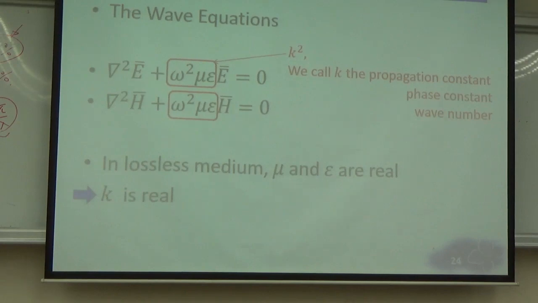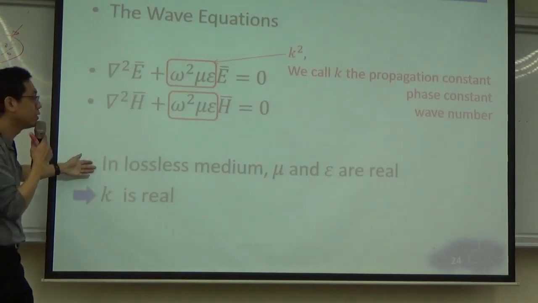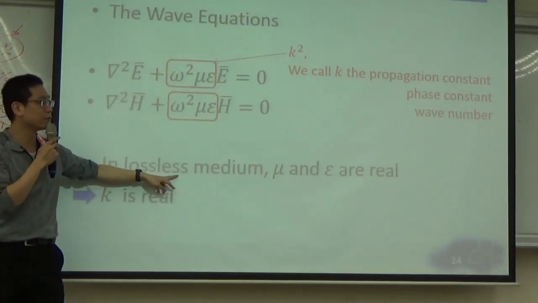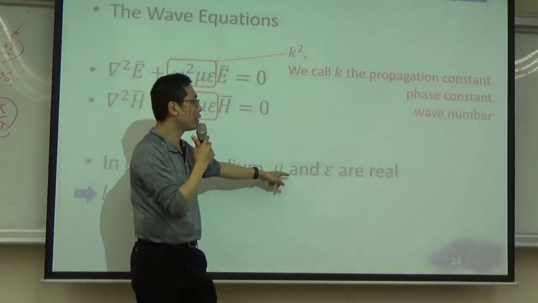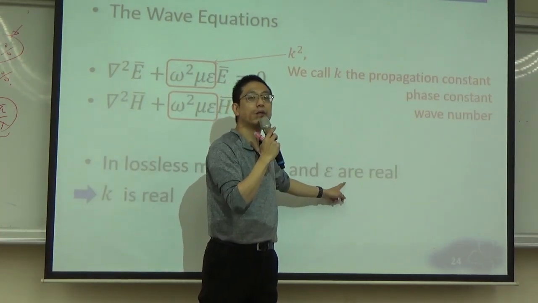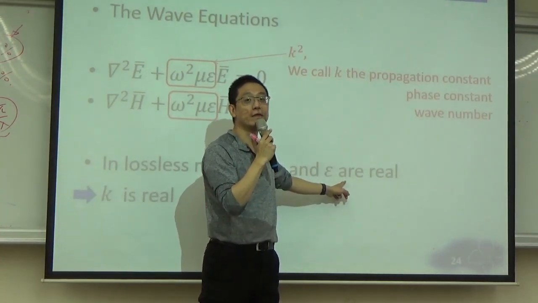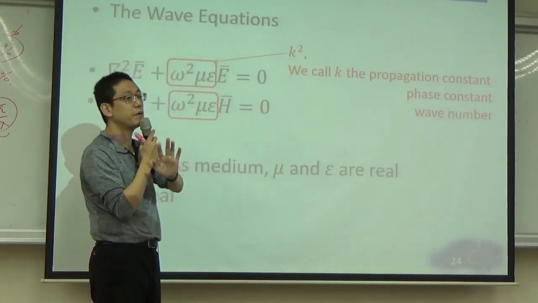Okay, so if our material is lossless, there is no loss. What does no loss mean? If your wave is propagating in this material, it will propagate forever. The energy will not disappear, will not decrease. It will always propagate. So if the medium is lossless, that means mu and epsilon are all real numbers. You don't have the imaginary part.